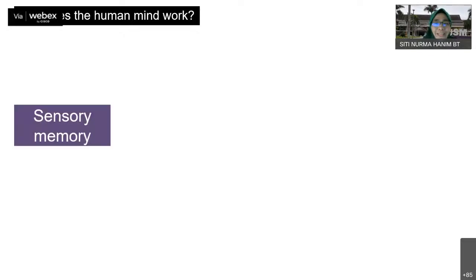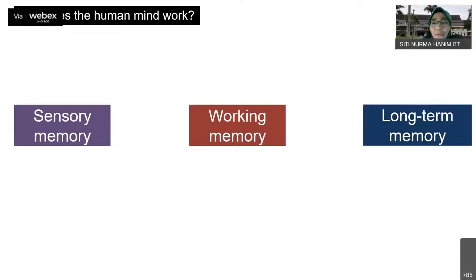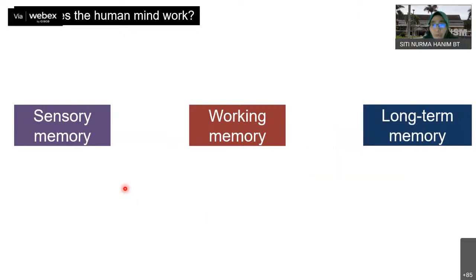So in general, okay, we have our human mind. We have three types of memory. One is sensory memory. The second one is working memory. Then we also have the long-term memory. Let me explain one by one.